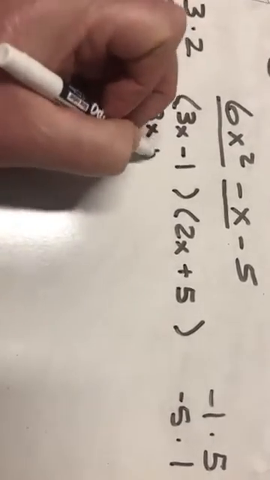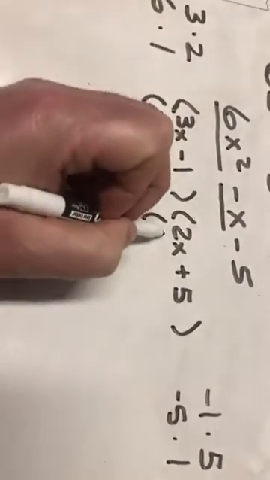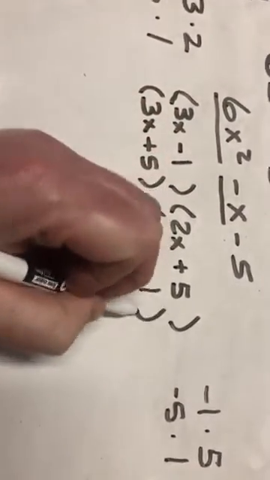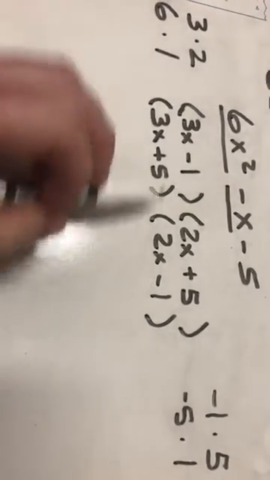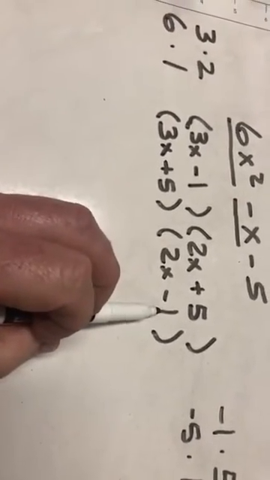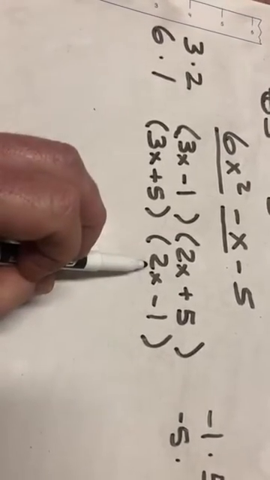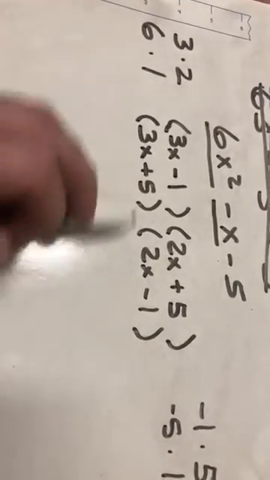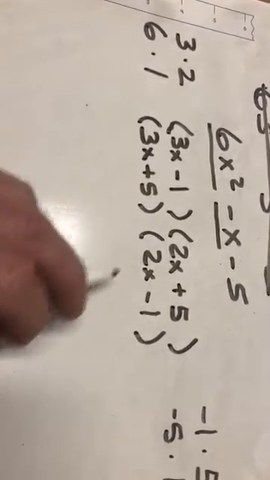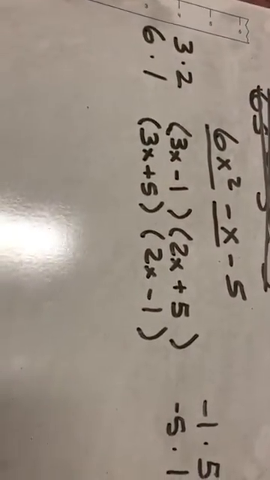I could have 3x plus 5. I can switch their locations and do 2x minus 1. Well, let's see what that does. 3x times a negative 1, if I do the outer, is negative 3x. 5 times 2x, if I do the inner, that's 10x. 10x and negative 3x give me 7x. I need a negative 1, not what I'm looking for.